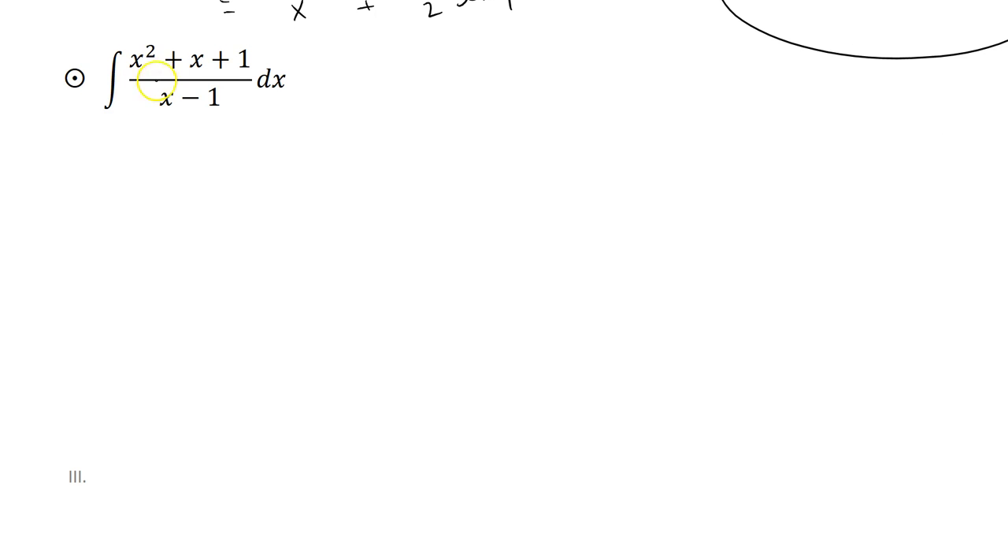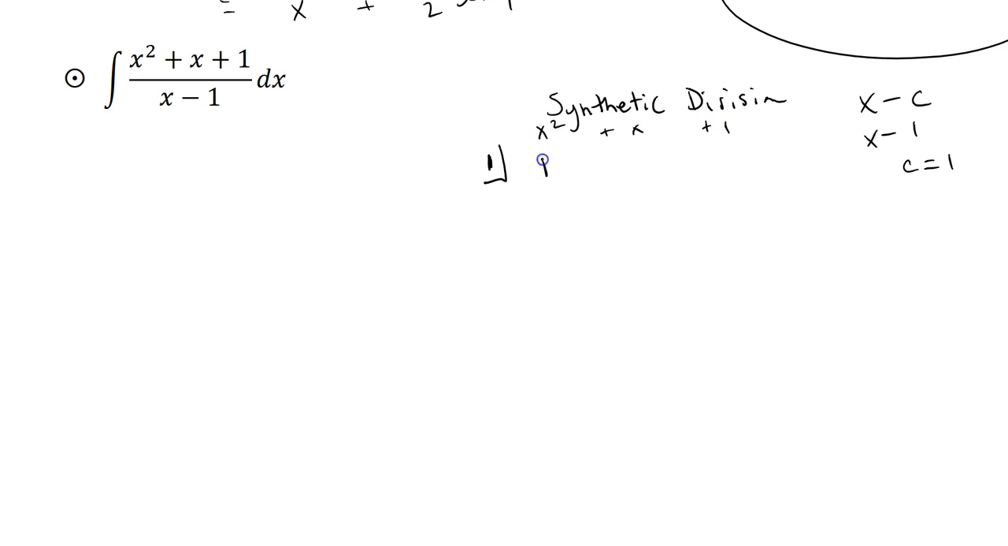Now on this one, because I am dividing x squared plus x plus 1 divided by x minus 1, I could use long division, but I could also use synthetic division. So if you remember how to do that, it only works when you have x minus some c. So since I'm dividing by x minus 1, that means c is equal to 1. So if I'm looking at x squared plus x plus 1, I would have a 1 coefficient, 1, 1. And I'm going to bring down my 1, so 1 times 1 is 1, which gives me 2 when I add. 1 times 2 is 2, 1 plus 2 is 3.